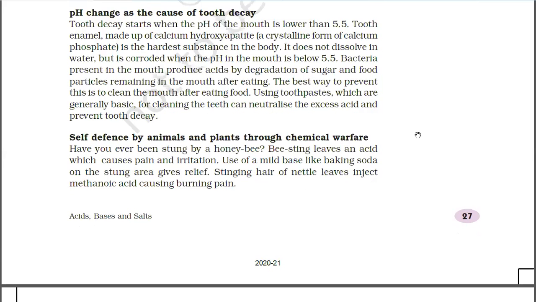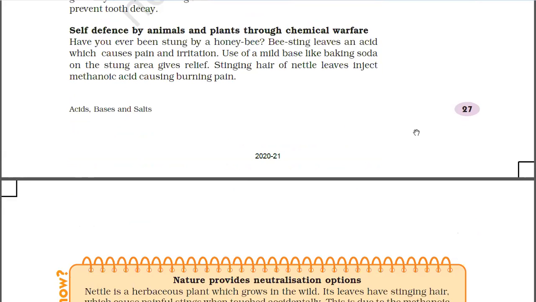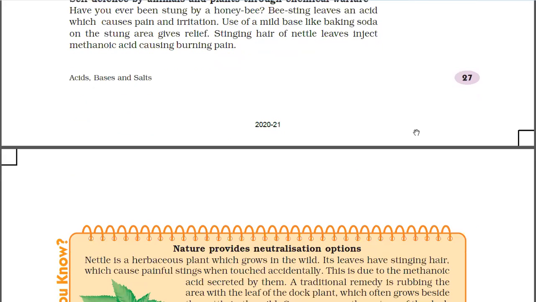Self-defense by animals and plants through chemical warfare. Have you ever been stung by a honeybee? A bee sting leaves an acid which causes pain and irritation. Use of a mild base like baking soda on the stung area gives relief. The stinging hair of nettle leaves injects methanoic acid, causing burning pain.